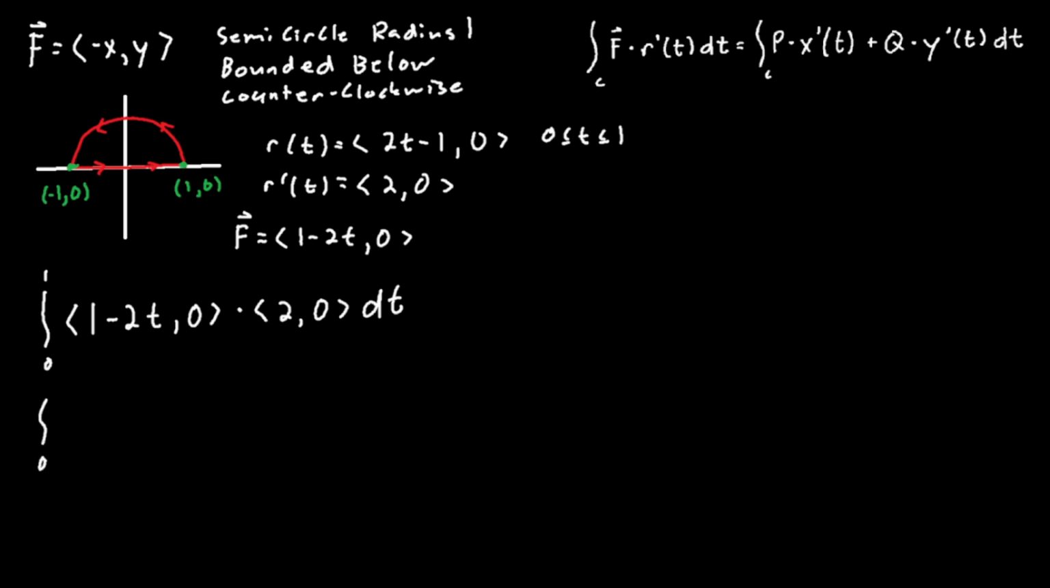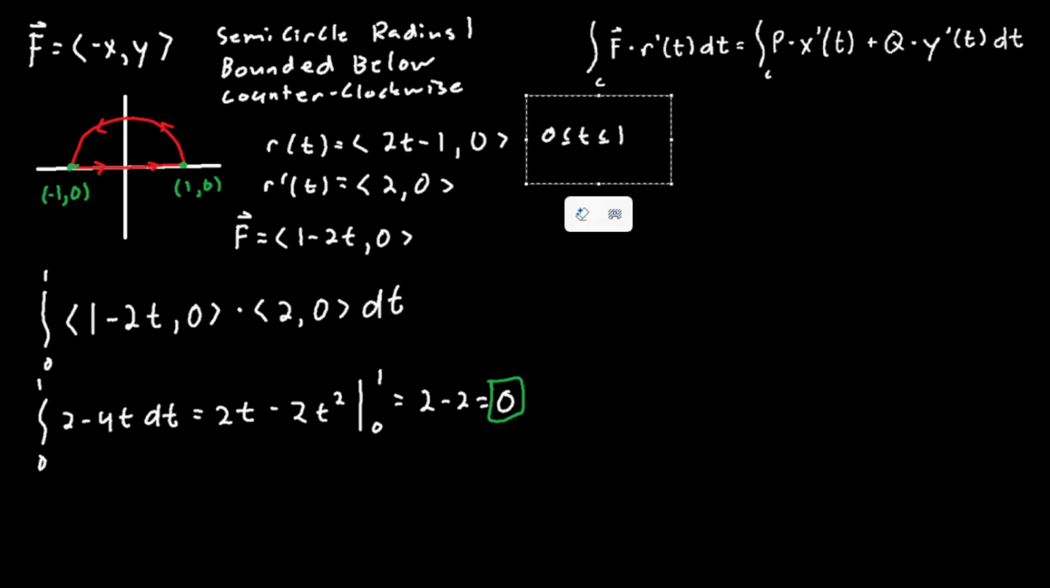And if you simplify this further, you get 2 minus 4t dt. And the integral of this is simply 2t minus 2t squared. And our bounds are 0 and 1. If you plug in 1, you get 2 minus 2, which is just equal to 0. So the first part of our work or vector line integral calculation is equal to 0. Not so bad so far. Let's calculate the second part.